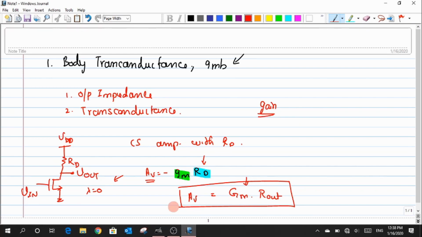Now our goal is to figure out how to evaluate this Rout for any kind of circuit that I am given, and also figure out how to compute the transconductance of the circuit. Once I know these two values, I just multiply both these quantities in order to get the gain expression. Is that clear? So now let me first talk about this output impedance.